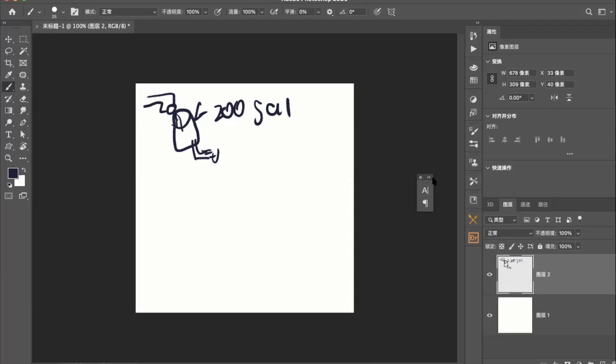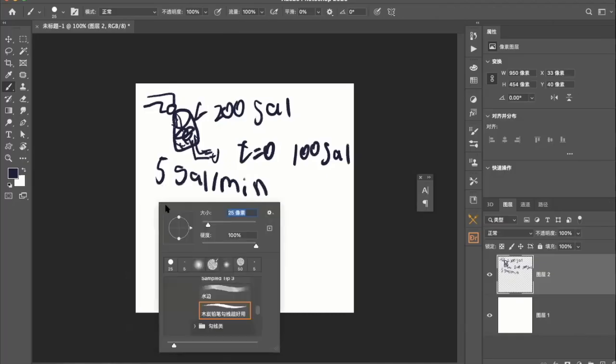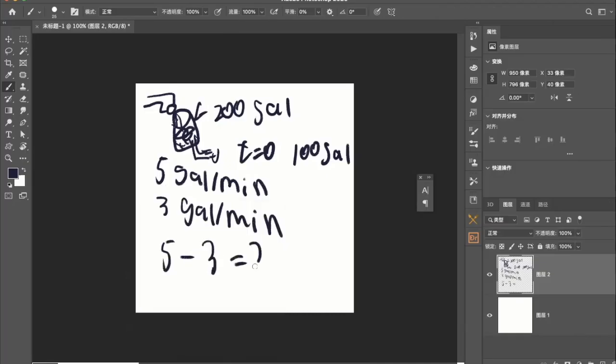So at t equals 0, we know that the tank was filled halfway with water. So we have 100 gallons in the tank. And then we know from the question, there was 5 gallons per minute entering the tank and 3 gallons per minute leaving the tank. So this is just simple algebra. 5 gallons enter the tank, 3 gallons leaving the tank. How much is the water in the tank increasing? 2 gallons per minute. So isn't that easy to see?